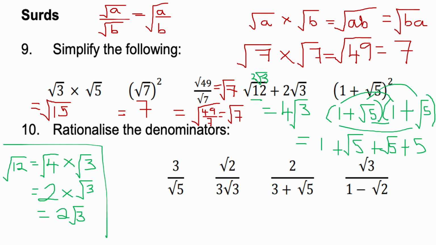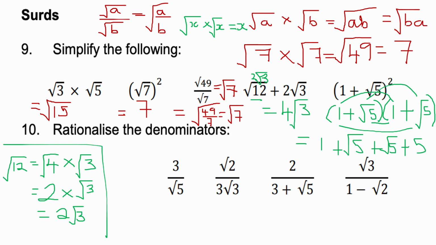So again, another little rule there, that if I have root x times root x, then it will always give me x, okay? So any number times by itself under the same square root symbol will just give us x, okay?